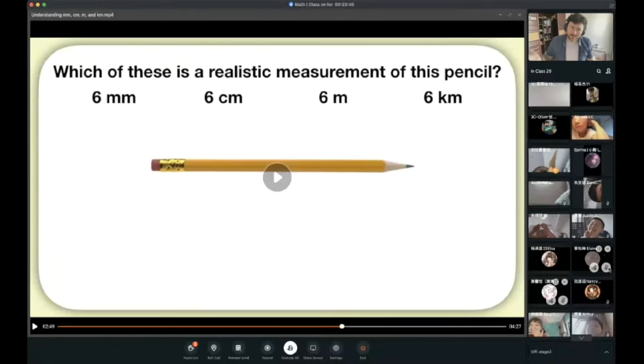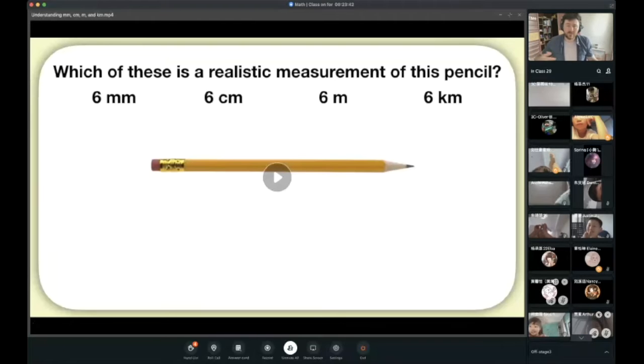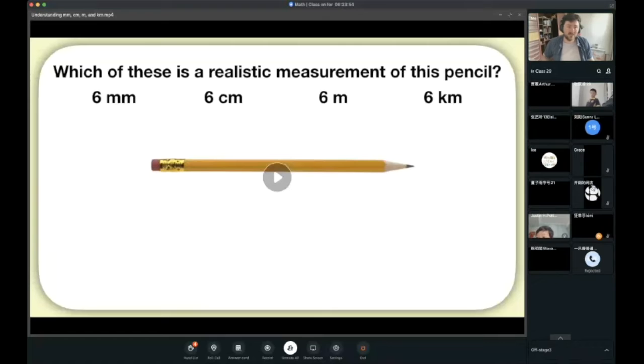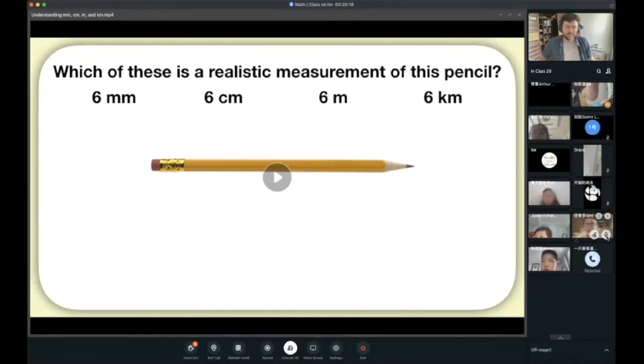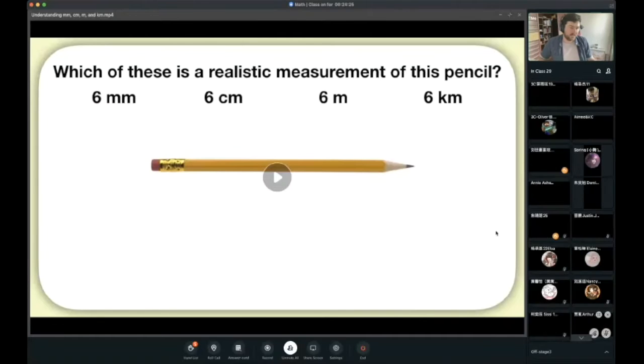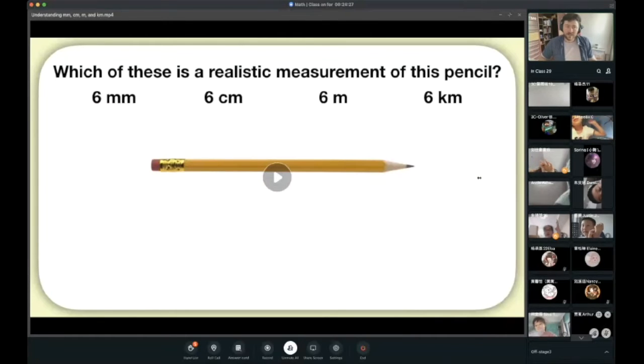Now, if we look at this one, how big is our pencil going to be? Are we going to have a 6 millimeter, 6 centimeter, 6 meter pencil, or a 6 kilometer pencil? Which one do we think it's going to be? It's centimeters. Haha. I've never seen a 6 kilometer pencil. I think that might be a little too big for us to hold. Okay. Do you have a question, Sunny?